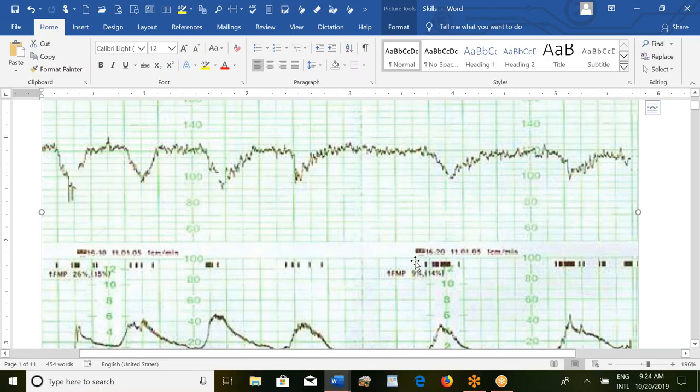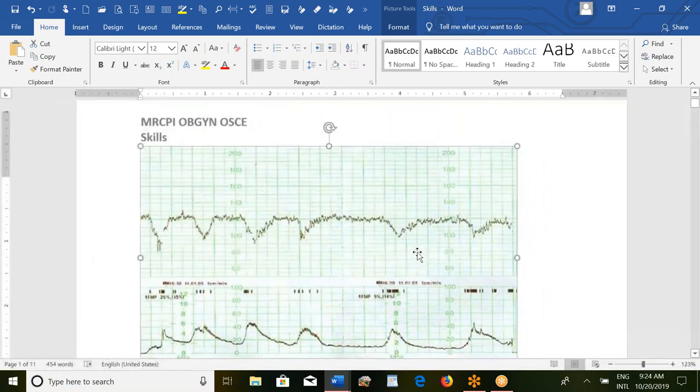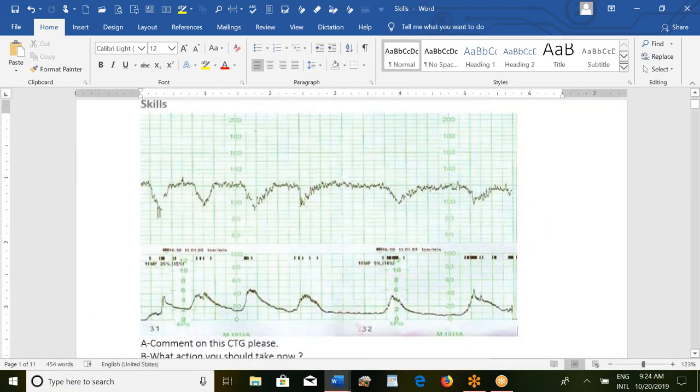Then you should see what is the duration of this recording. It has been continued for like 15 minutes. So you should say that this is a trace of the fetal heart for 20 minutes, 30 minutes, or whatever the time duration. And these are the findings: there are variable decelerations, and I can see mild contractions, she's contracting at a rate of 3 in 10 minutes. So the next question is, what action should you take now? If someone is having a CTG like this, then what action should you take?